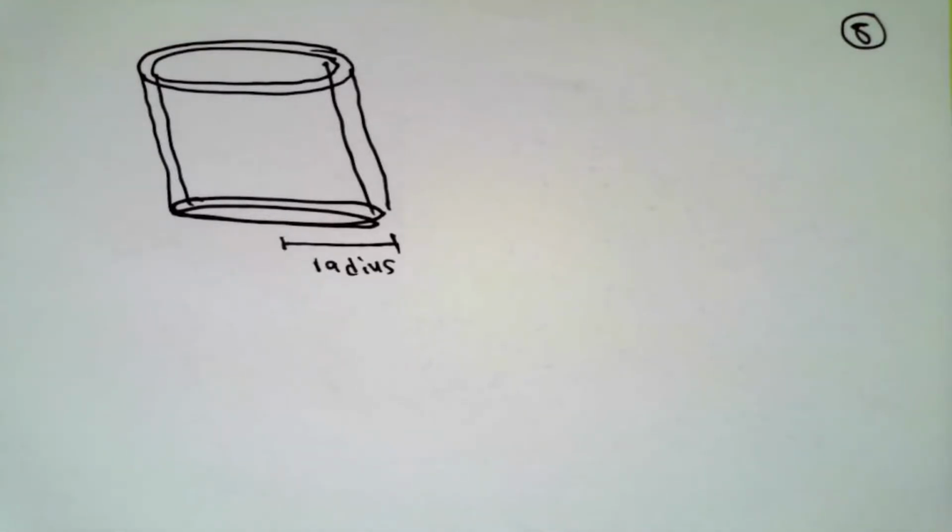The dimension that's vertical in my picture, I'll just call the height. The only other thing that has any bearing on how much material is in the shell is how thick the wall of the shell is. I'll call that the shell wall thickness.